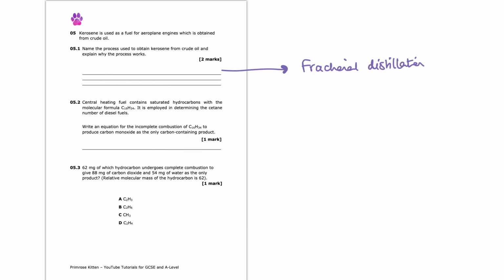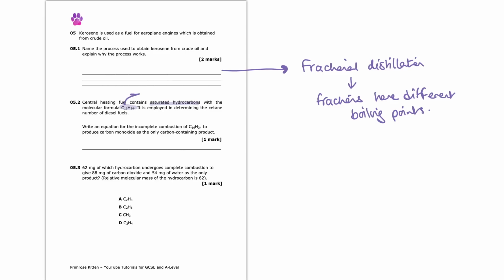And fractional distillation relies on the fact that all the different fractions, for example, kerosene or petrol, have different boiling points. And that is how we can separate them. Perfect.